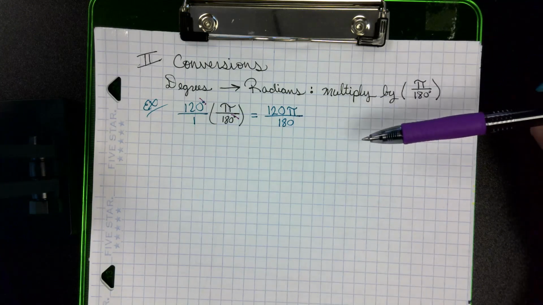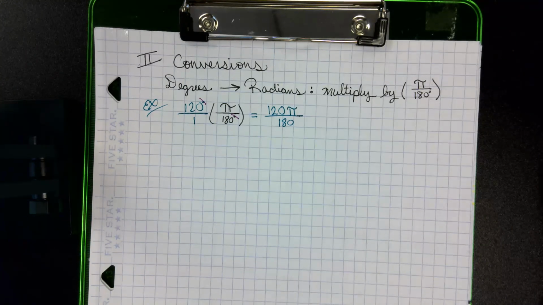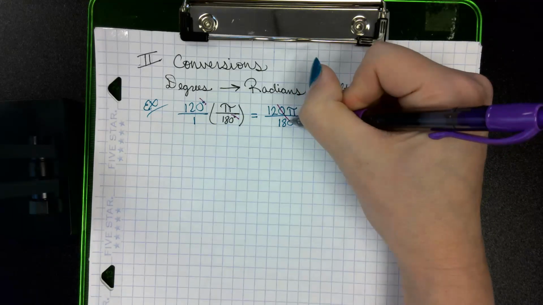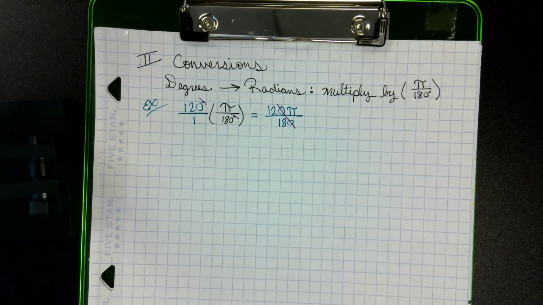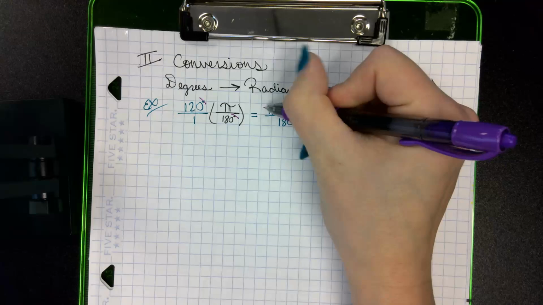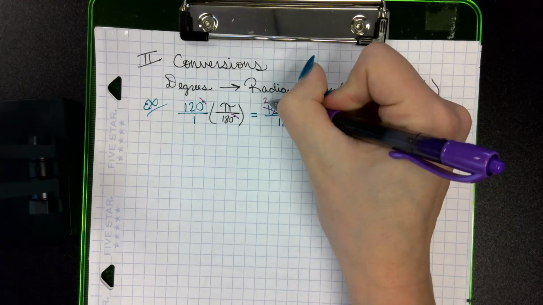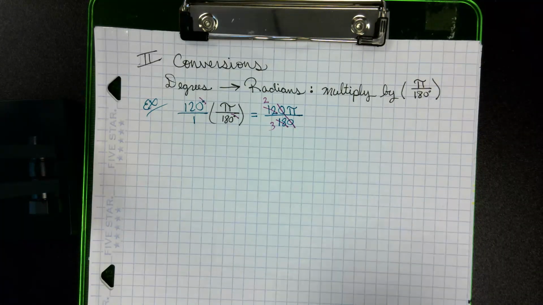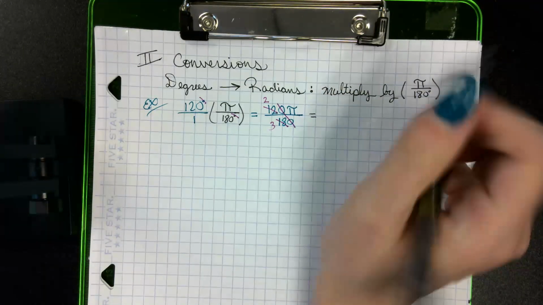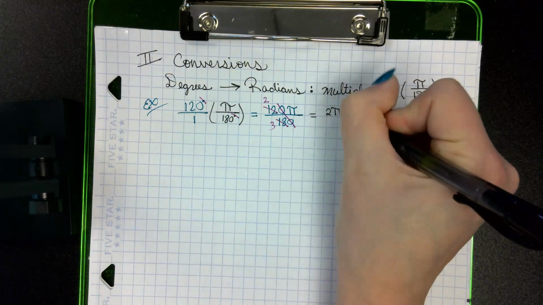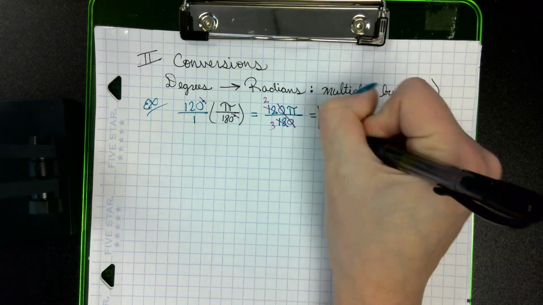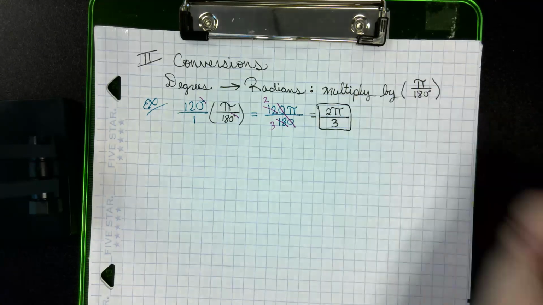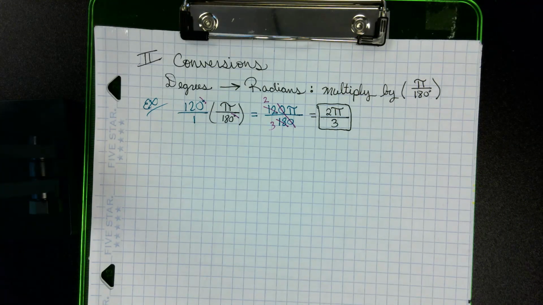So now I just need to simplify 120 over 180. Well, if I have a 0 and a 0, I know that's divided by 10, and the zeros go away. Then I have 12 over 18. 12 and 18, I can divide both of those numbers by 6. So if I divide 12 by 6, that's 2. If I divide 18 by 6, that gives me a 3. So this equals 2 pi over 3. So 120 degrees is equivalent to 2 pi over 3 in radians.